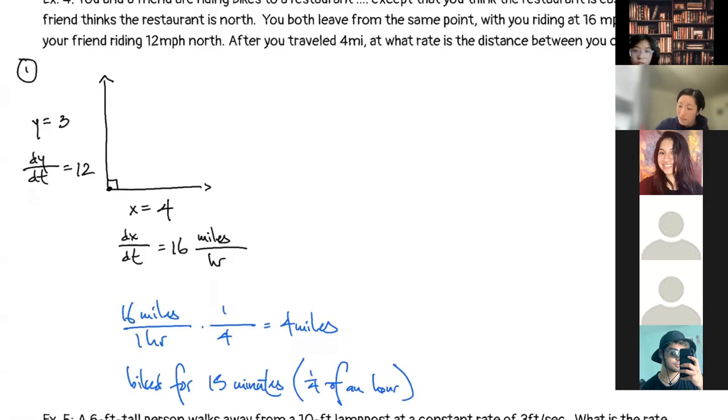Now the distance between you two. Oh, we have a hypotenuse. The distance between the two of you is the z value, okay? So z, and we might need to know dz dt.